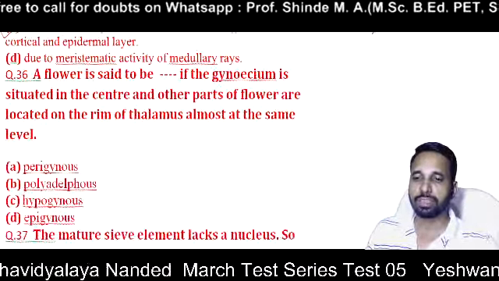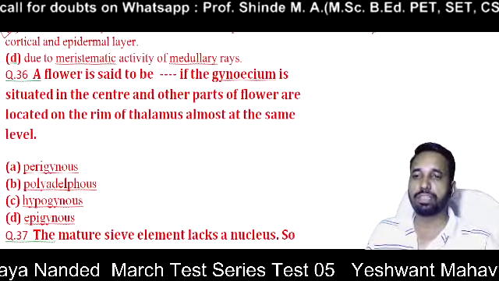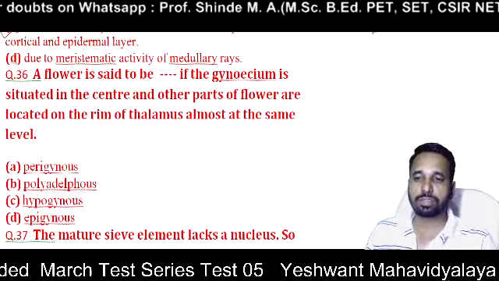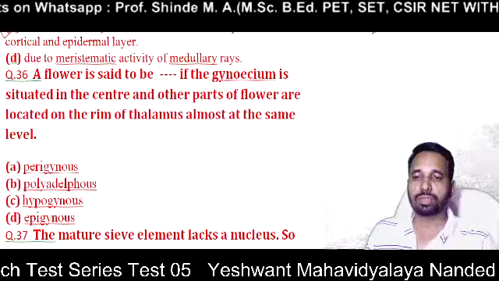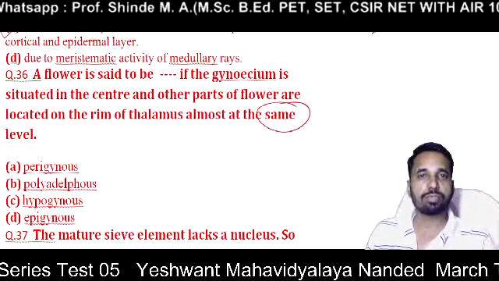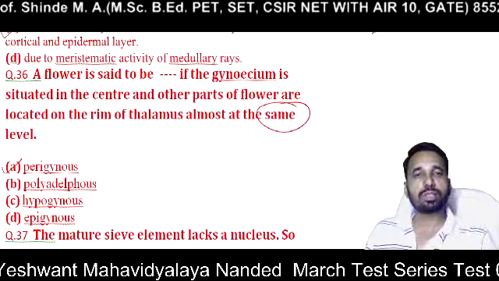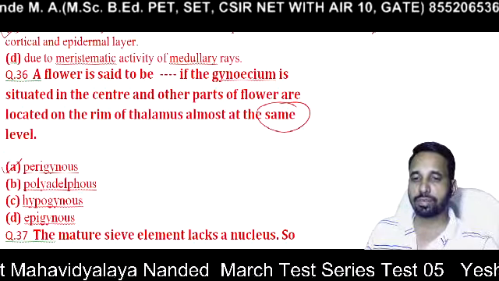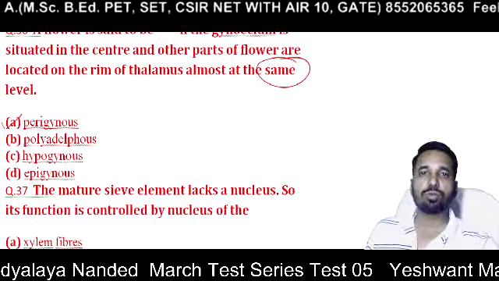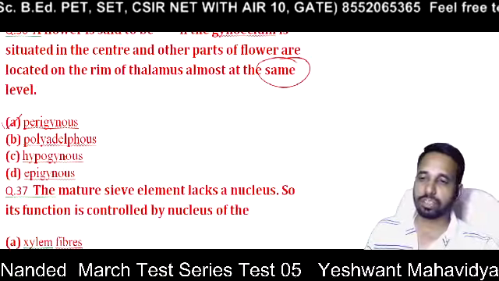Number 36, flower is said to be dash if gynoecium is situated in the center and other parts of the flower are located on the rim of thalamus almost at the same level. You must see this same word. It will guide us to find out the answer as perigynous. Okay, so this was very easy for the perigynous definition.